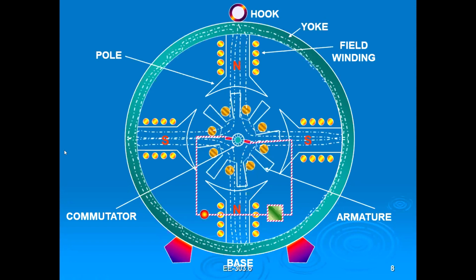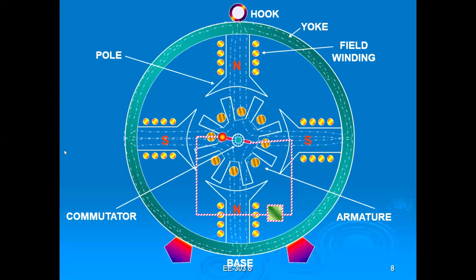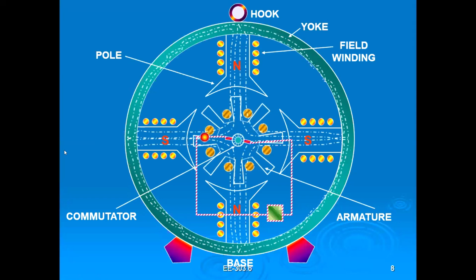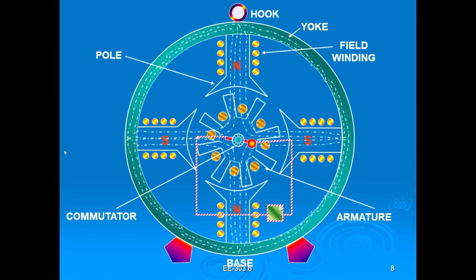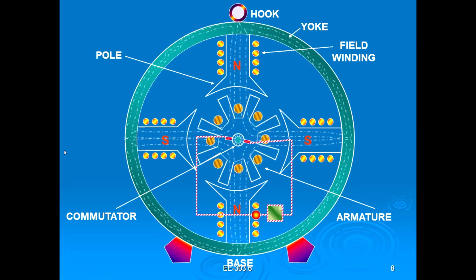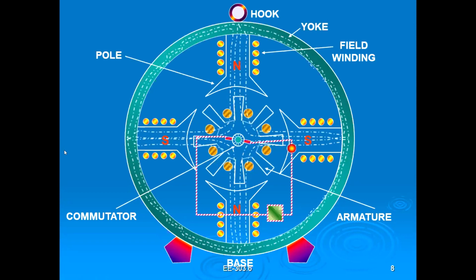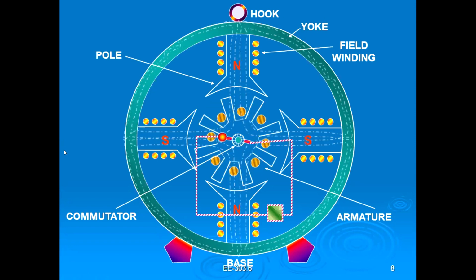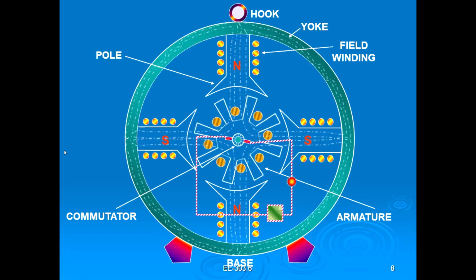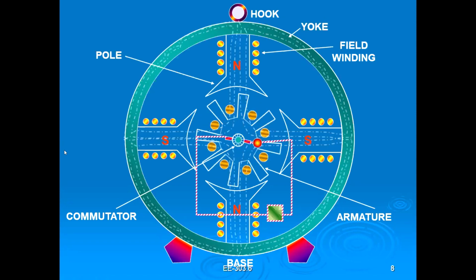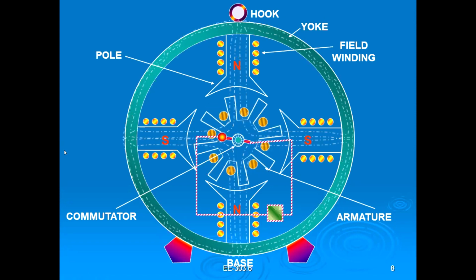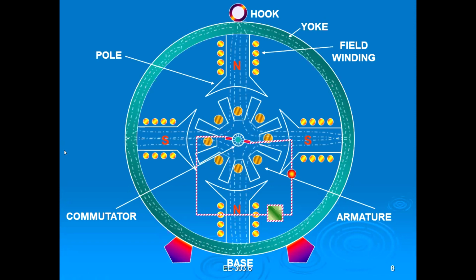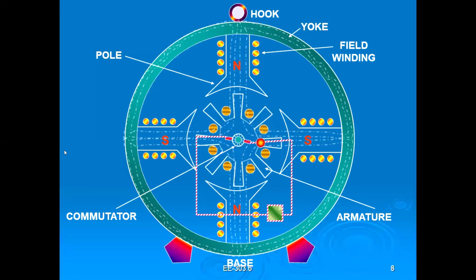You are giving the magnetic field supply, then magnetic field lines are created. Whenever the conductor, the armature, is rotated, automatically EMF will be induced. If you connect that EMF to the load, then automatically the load will be working. This you are calling the generation of electrical energy. Am I clear up to now? Yes.